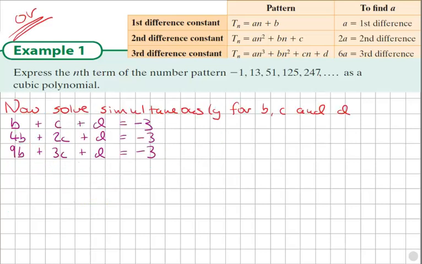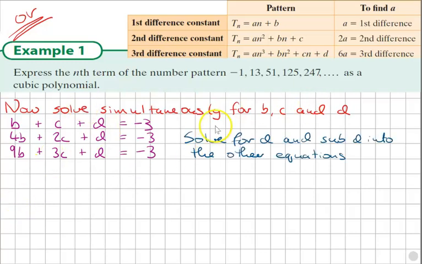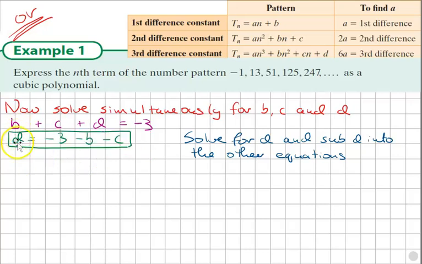So if I go back to this step here, where I've set up my 3 equations in terms of B, C, and D, again I want to solve simultaneously. So I'm going to solve for D, and I'm going to sub D into the other equations. I'm going to solve for D because D is already on its own, so it's the simplest way to do it. So I make D the subject of the formula.